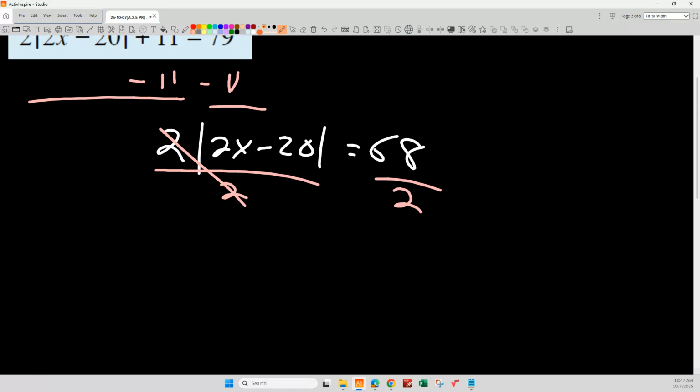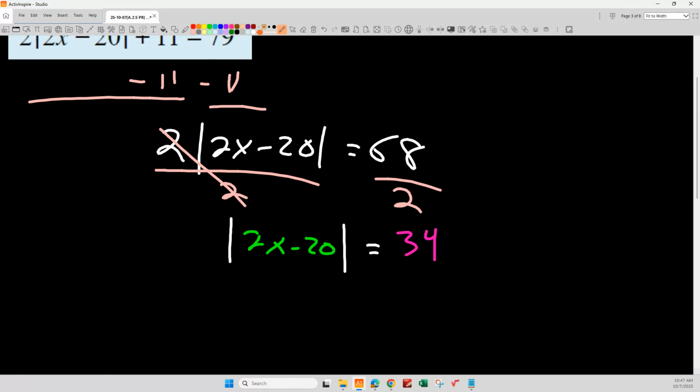So those cancel. And I get the absolute value of 2x minus 20 equals 68 over 2 is 34. Can I go further with my absolute value bars? I can't, right? Because wouldn't my next step, if I'm isolating x, be to add 20 to both sides? But I can't do that because that's inside absolute value bars. So now what do I have to do? First step was isolate the absolute value. Got it. What's next?